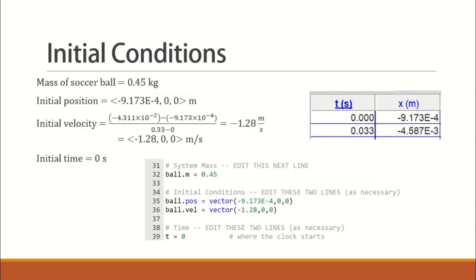Moving on to the GlowScript coding, here are the initial conditions I entered. The mass of the soccer ball is 45 grams, or 0.45 kilograms. I used the initial position from Tracker at negative 9.173 times 10 to the negative 4th meters on the x-axis. I used the initial velocity equation and subtracted the initial position from the second, then divided that number by the change in time. The initial velocity came out to be negative 1.28 meters per second. The initial time was 0.